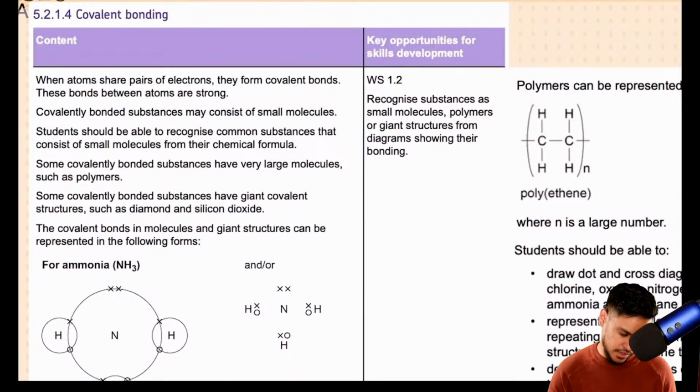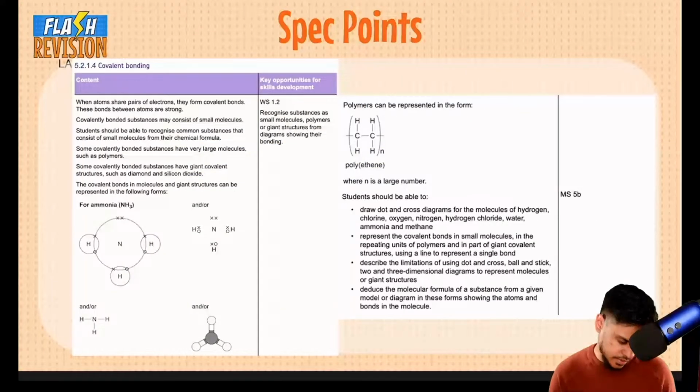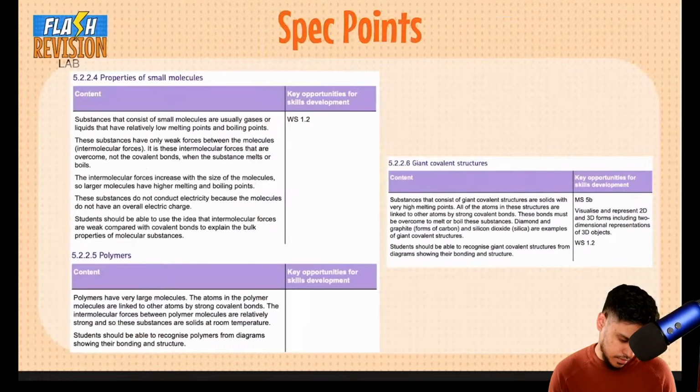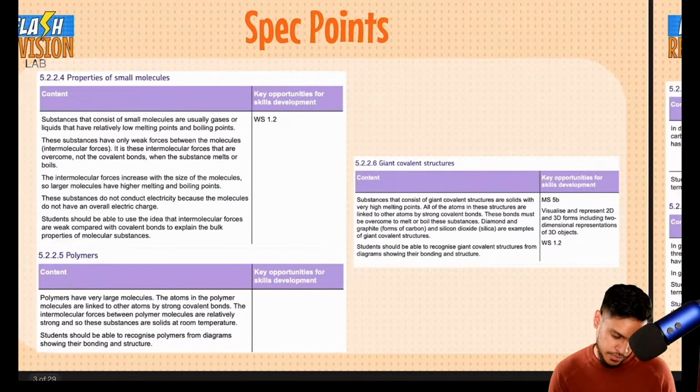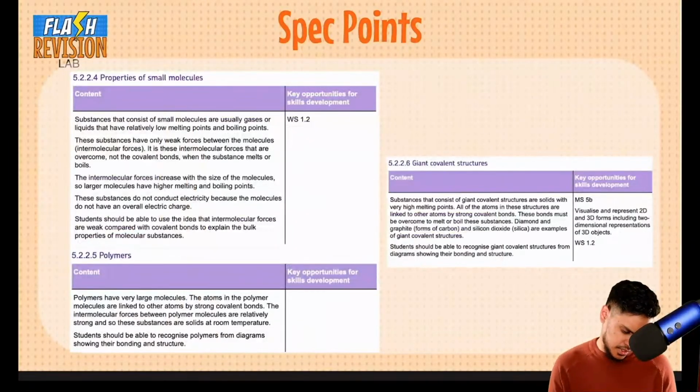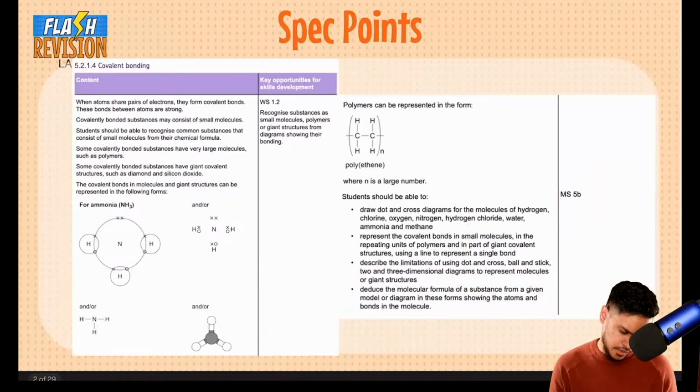So is there a list of ones you need to know? That's what I'm trying to check here. I'm trying to look for the most common ones. I'm just seeing if it's in the spec. Can't seem to see them, but those are like the most common ones that come up.